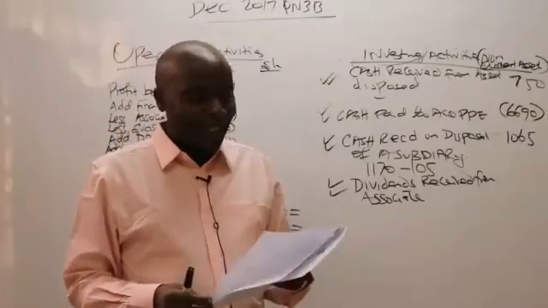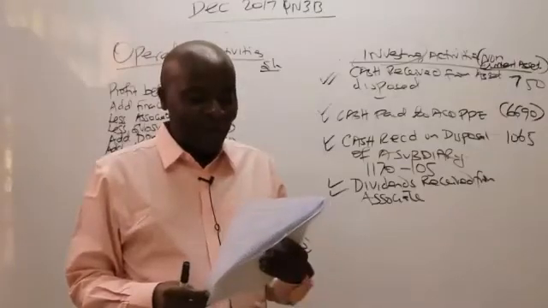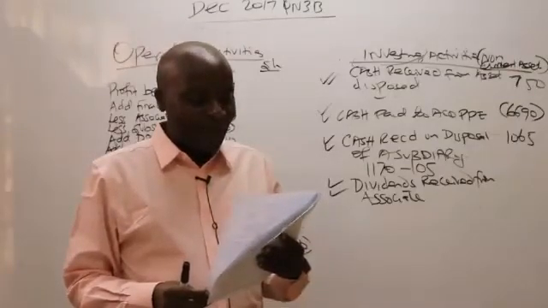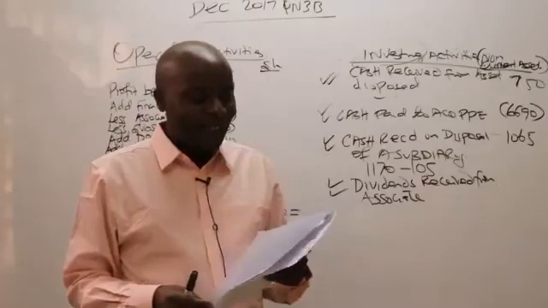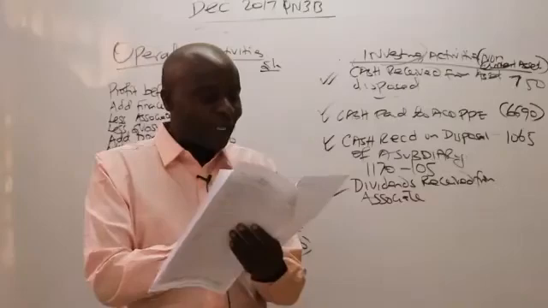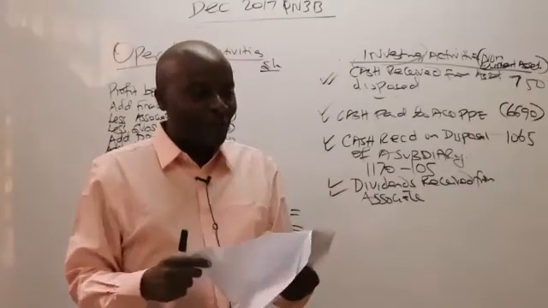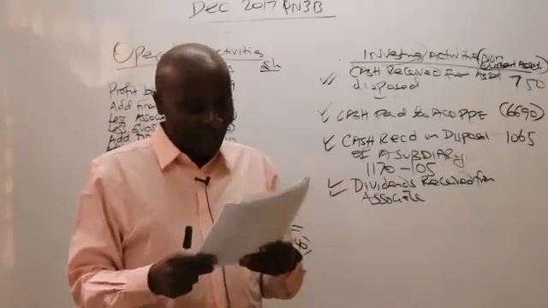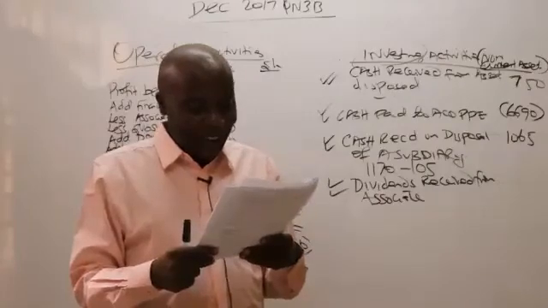Has it been given in the question? Have these dividends here been given in the question? Kila mwanafunzi anasema 54, but they're not telling us ziko wapi. Dividends received from the associate. They're not telling us zimetoka wapi.